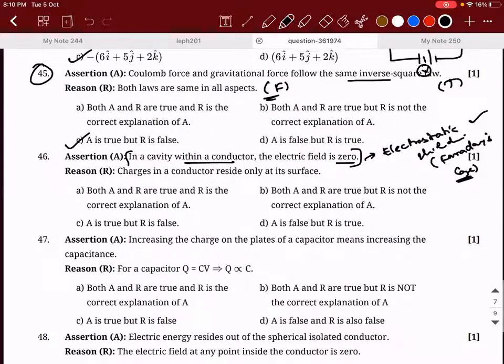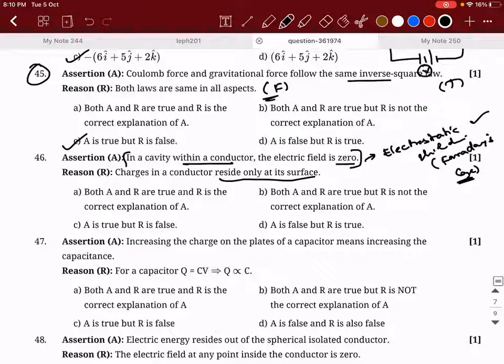So charges in a conductor reside only on its surface. Is it correct? Yes, sir. True. So both are true. Now you should be very careful between option A and B. What is the right answer? Yes, sir. Correct.